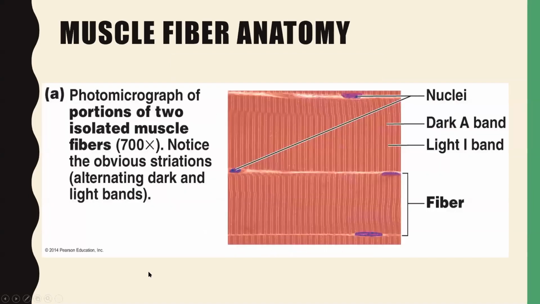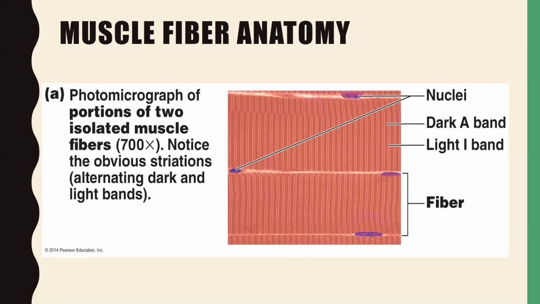When we take a look at skeletal muscle under the microscope, remember that it's striated with multiple nuclei, so we can see those there. But the most important thing we need to remember right now is the fact that it has striations, so it has alternating light and dark bands. On your list it says I band and A band. The I band is the light band, this light area that does have a dark line in the very center of it, and then we go dark and then light and dark, all the way down the entire muscle fiber.